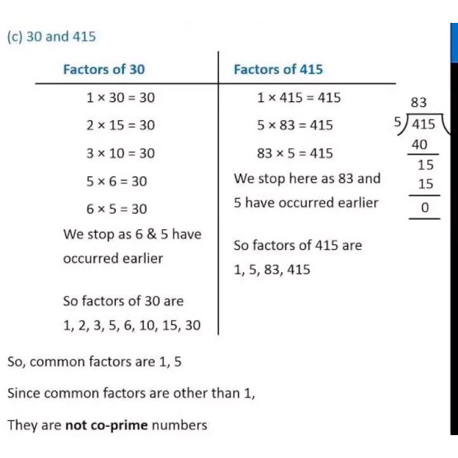The factors of 30 are 1, 2, 3, 5, 6, 10, 15 and 30, and the factors of 415 are 1, 5, 83 and 415, that is the number itself. So the common factors of 30 and 415 are 1 and 5. That means other than 1 it has one more common factor, that is 5. So children, 30 and 415 are not co-prime numbers.